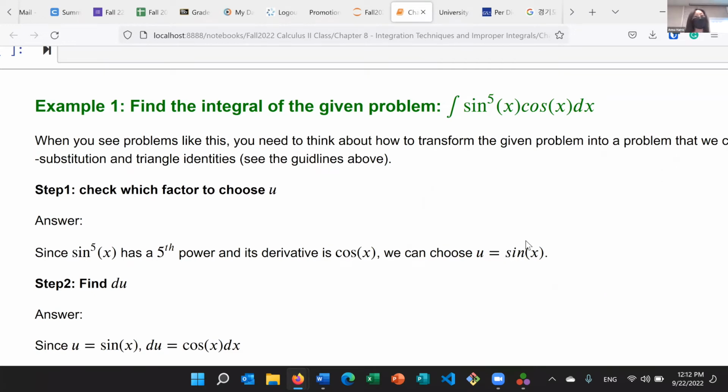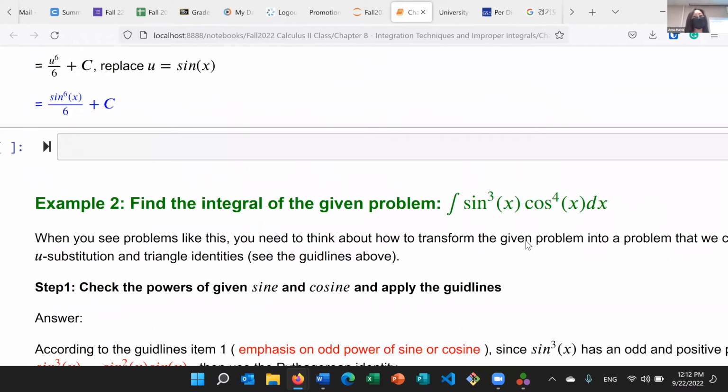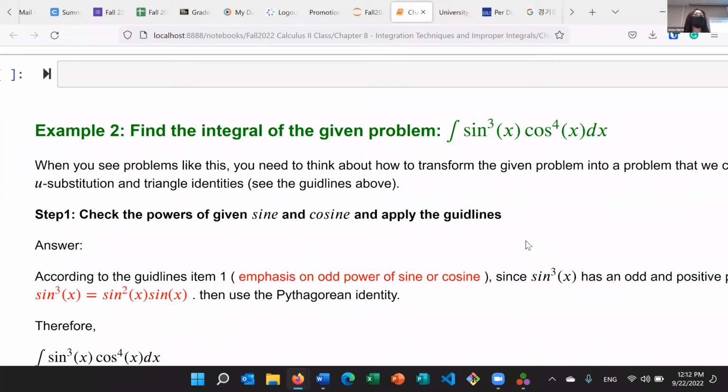Okay, but now let's look at something else. This one is like a question that you're asking. Sine to the 3rd power and then cosine to the 4th x dx. All right, so check the power given sine and cosine, apply the guideline again. According to guideline 1, the emphasis is on what? Odd power of sine or cosine. So which one has odd power, sine or cosine?